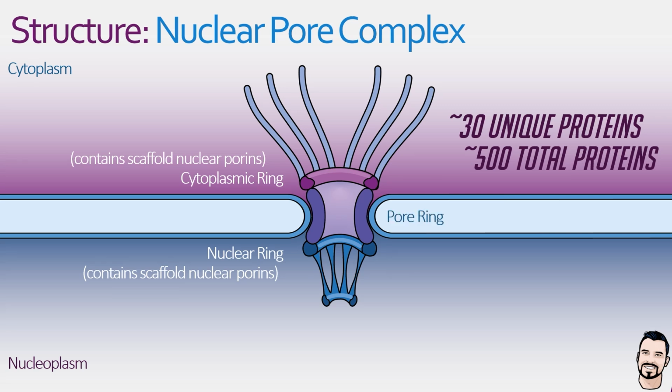Then between these two lies the pore ring, which forms the central channel of the complex. It's lined with specialized nucleoporins and contains a central transporter protein, which is what actively regulates the movement of materials into and out of the nucleus. And it's these that allow some molecules to pass freely while tightly controlling larger ones such as RNA and proteins.